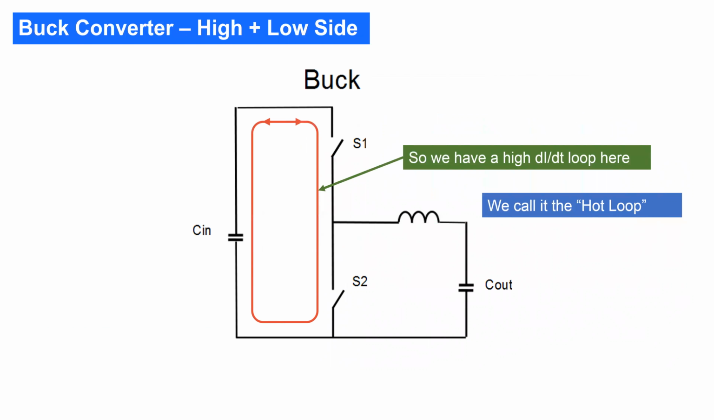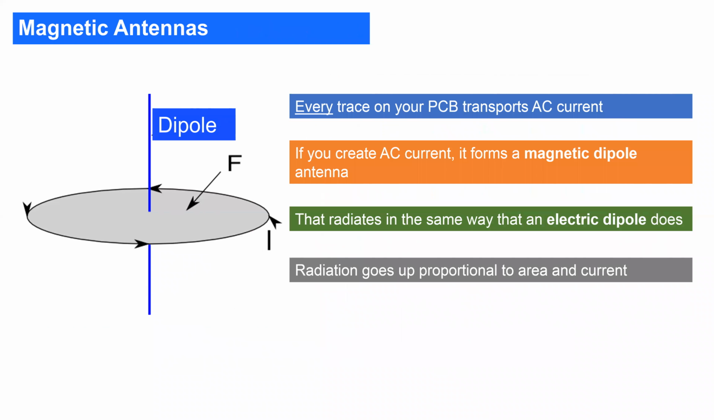The fully switched loop consists of the input capacitor, the top switch, and the bottom switch. We call that the hot loop. Think of the hot loop as a fully switched current, so we actually create a magnetic dipole antenna. Every trace on your PCB which transports AC current makes a magnetic antenna, and the radiation performance will depend on the input switch current.